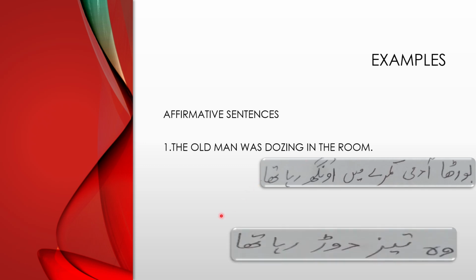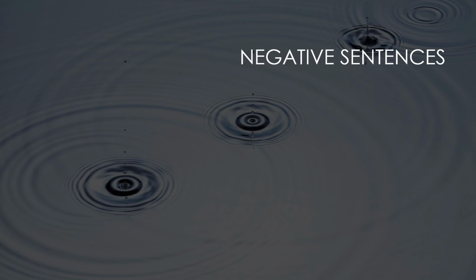The next example is वो तेज दौड़ रहा था. Let's look at the difficult words. तेज, fast, दौड़, run. रहा था. You can clearly see the words रहा था at the end of this sentence, indicating clearly the past continuous. Now translate this sentence into English. The sentence would be: he was running fast. All right, very well going.